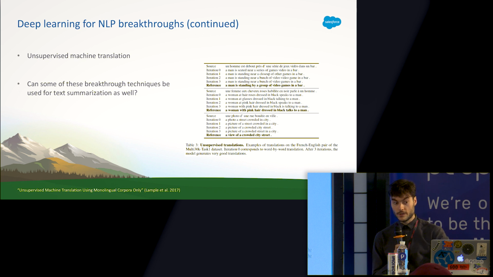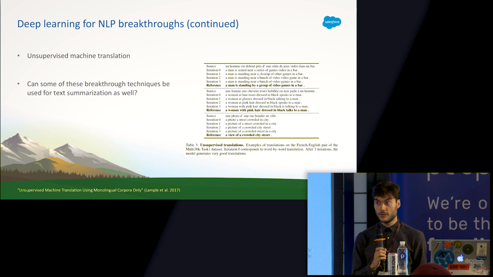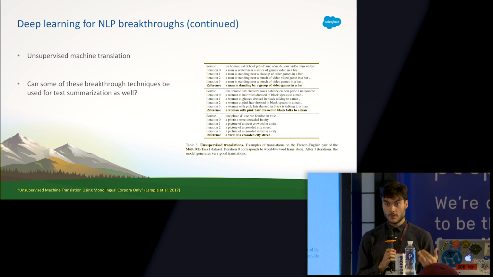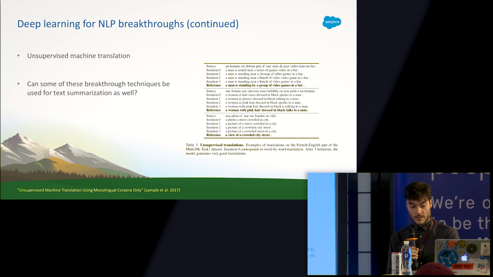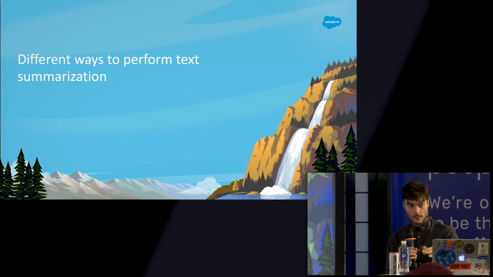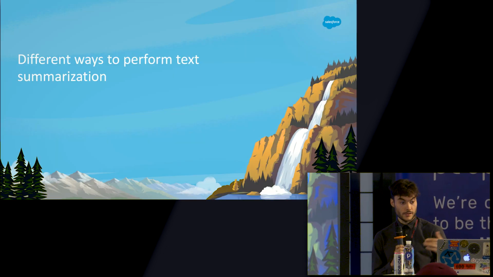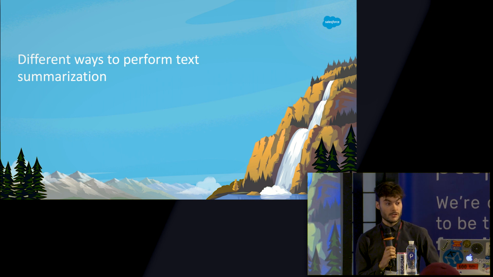So the question now is, how can we use some of these techniques or some of these building blocks and apply that for summarization? And before we answer that, I want to give you some of the ways that people in the past 10, 15 years have been trying to solve that summarization problem.